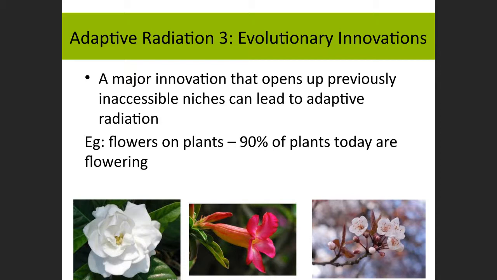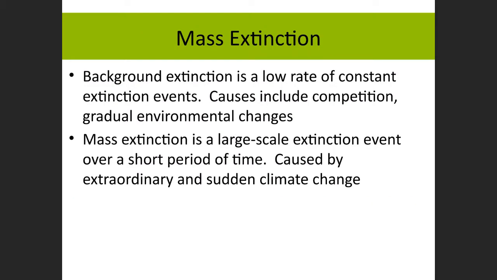Now, the flip side to all of this rapid diversification is that sometimes there are mass extinctions, right? Mass extinction leads to speciation. So we'll talk for just a second, and we'll get more into this later, about this mass extinction. This is a large scale extinction event over a short period of time, where a large number of species go extinct at once.